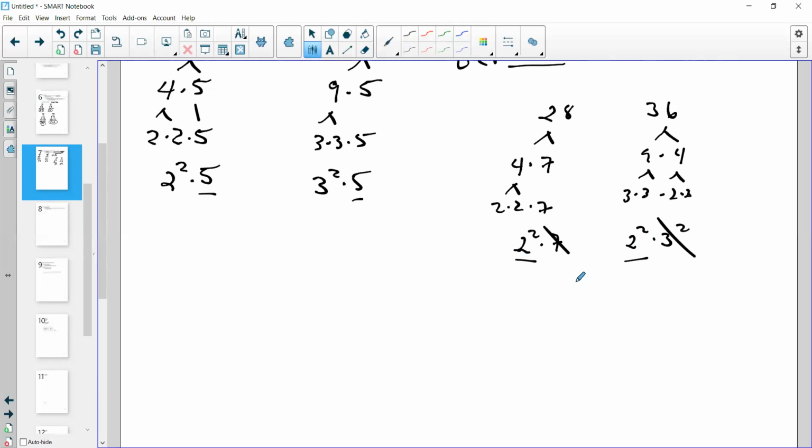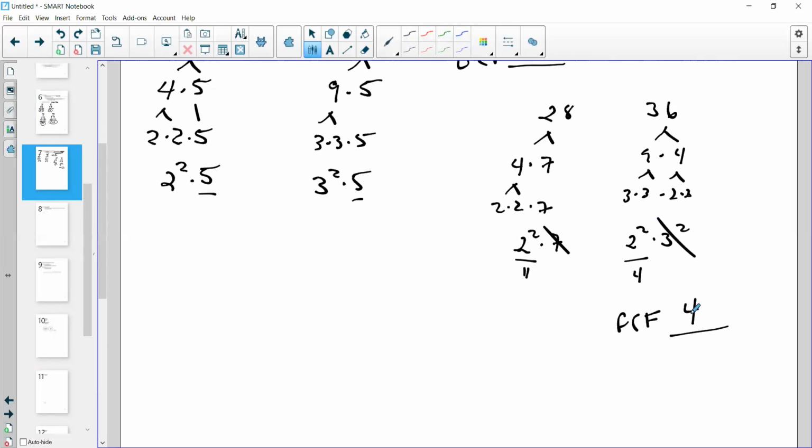So that's when you go ahead and compute. Well, 2 to the second is 4. So they both have a 4 in common. So the GCF of 28 and 36 would be 4. This is a very consistent method to find your GCF.